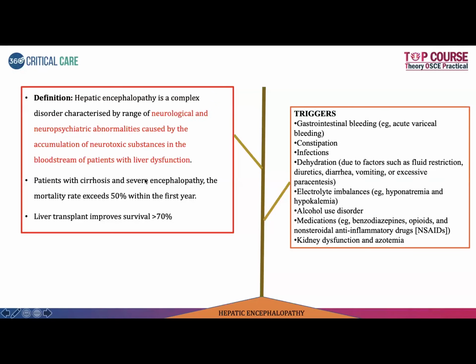So what is the mortality rate? It exceeds 50% in the first year. So with liver transplant, it improves survival. So if you do a transplant, the survival is more than 70% in these patients.